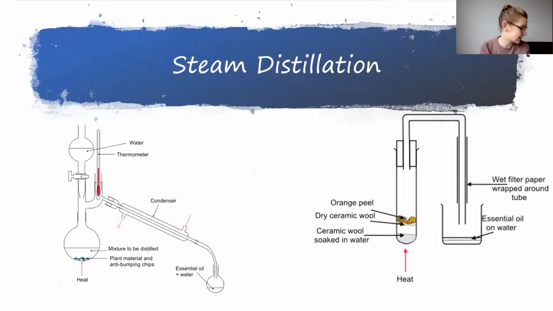And then there is heat. The heat warms up the water that's in there, and then the steam that's created carries the essential oil through it, and then it gets condensed either with a condenser or with just a wet filter paper wrapped around the tube to turn it back into liquid, and then we can collect the essential oil and the water. The oil would be found as a layer on top of the water, so it could be easily poured off or just droppered out.